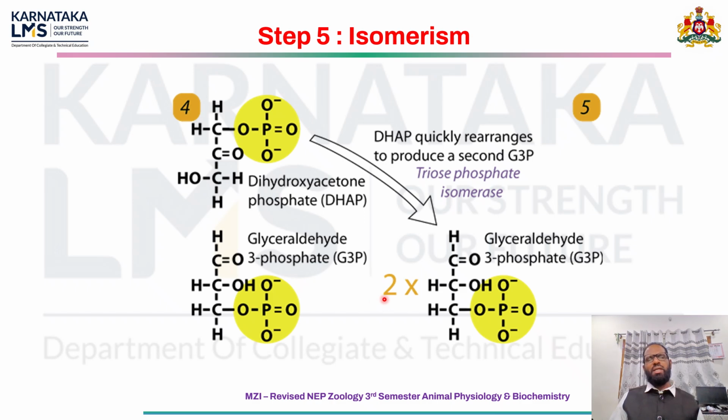That's why we are writing it as 2x. It means that we already have one glyceraldehyde, and after the conversion of the dihydroxyacetone phosphate, a second glyceraldehyde molecule will be formed. That's why two glyceraldehyde 3-phosphates will be there. Both of them will undergo the glycolytic pathway, and hence they are responsible for the generation of two pyruvates in future.